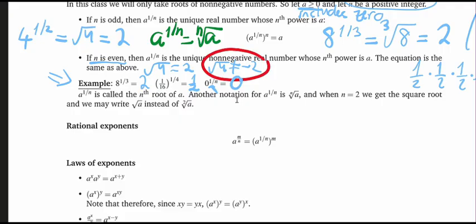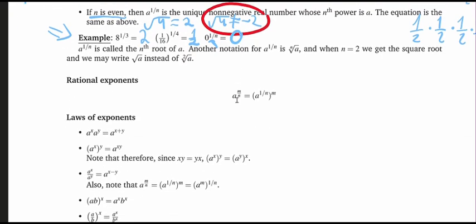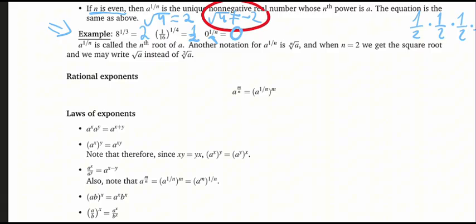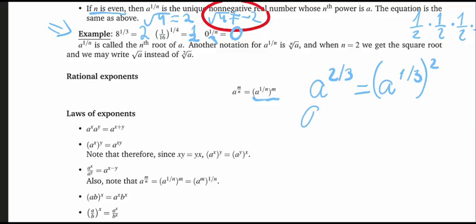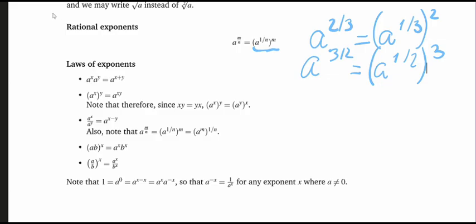Okay. We have already said it's called the nth root, and if you want rational exponents or fractional exponents, it's the same. 8 to the power of m divided by n is the same as 8 to the 1/n to the power of m. So 8 to the power of 2/3 is going to be the same as 8 to the power of 1/3 squared. Or 8 to the power of 3/2, that's going to be 8 to the power of 1/2 cubed, to the power of 3.